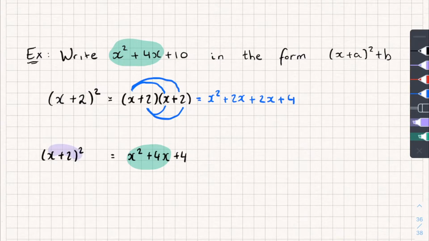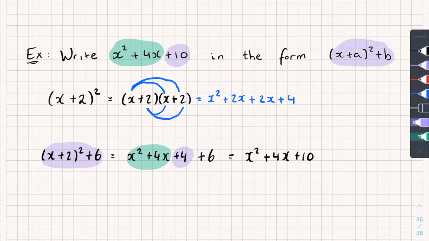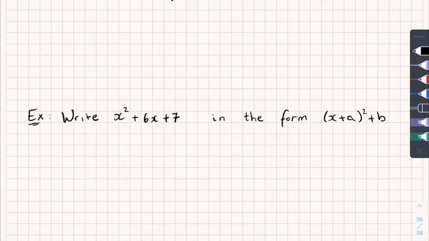And you can kind of see it's starting to look a bit like the completed square form. The only difference is here we have a plus 4, and on the original we've got plus 10. So to turn that plus 4 into a plus 10, I could just add 6, couldn't I? So let's add 6 to what we've got. And when we do that, we find that we get the original quadratic equation, and also that we've got it in this special form, which is the completed square form. So in this case, a would be equal to 2 and b would be equal to 6. Pretty easy, right? So let's take a look at another example.